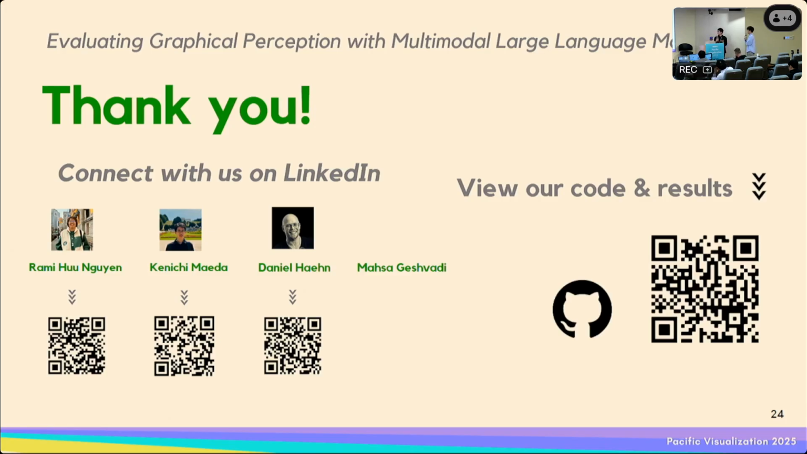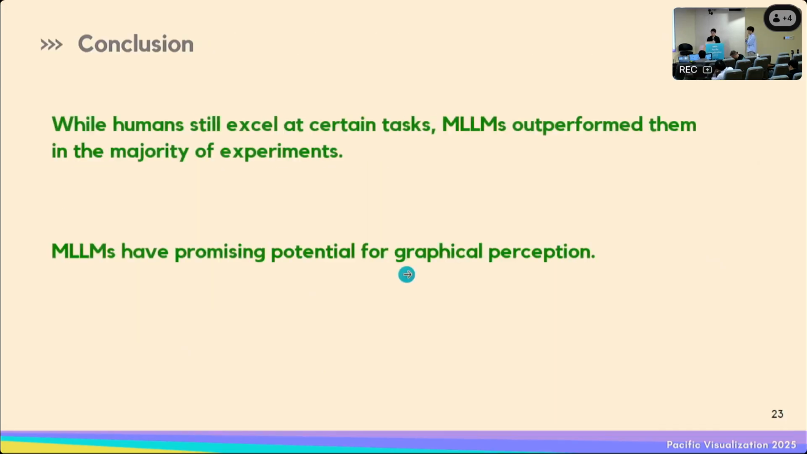Oh, well, basically we replicated the 1984 and 2018 studies to see how multimodal large language models perform compared to humans. So the conclusion we got is that humans still work better in some cases, but overall multimodal large language models outperform humans in the experiments we conducted. So we didn't compare the performance between.